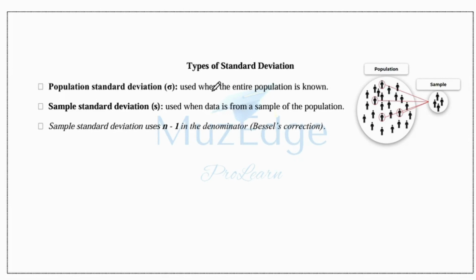When we have data from the entire population, we calculate the population standard deviation. But when we only have a sample, we use the sample standard deviation, which slightly adjusts the formula to better estimate the population spread. This adjustment is called Bessel's correction, and it divides by n-1 instead of n.